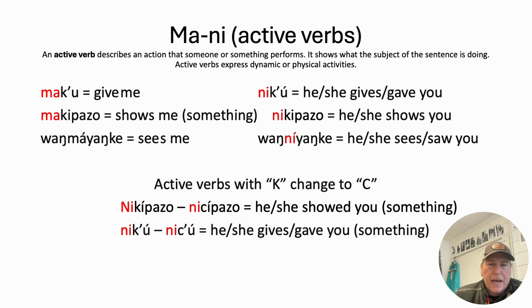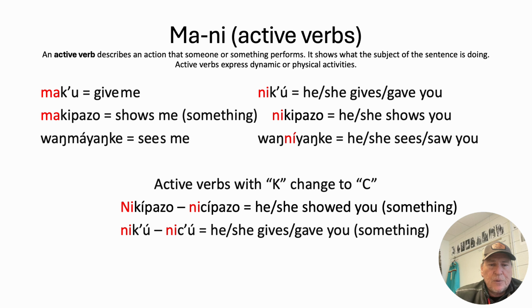But let's take a look at some active verbs using ma and ni. So we have mak'u, he or she gives me. If we follow that rule, then we're just going to prefix it in the same place, right? Nik'u. Okay, now put a check mark beside that one. Next one, makipazo, he or she showed me something. Then following that rule, we should be able to flip it out with ni. Nikipazo, he or she shows you. Wamayanke, he or she sees me. Waniyanke, he or she sees or saw you.